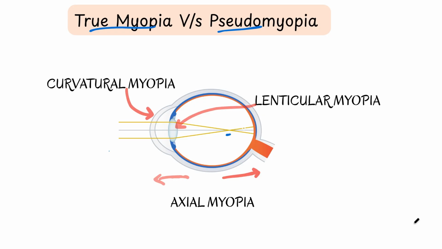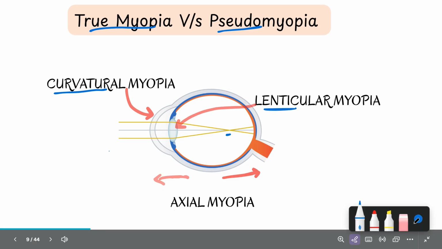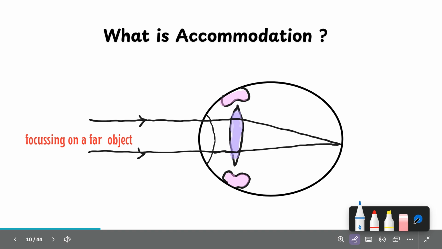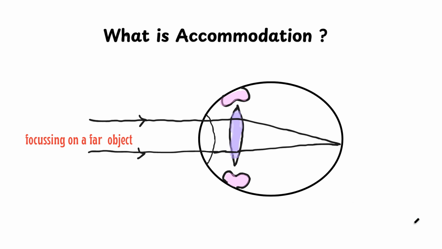That is true myopia, and this happens either because of the increased curvature of the cornea, which is known as curvatural myopia, or because of the increased curvature of the lens, then it is known as lenticular myopia, or because of the increased axial length of the eyeball, and then it is known as axial myopia. However, when we are talking about pseudomyopia, we are talking about the myopia which is occurring because of some problem in accommodation. Okay, so let us try to understand what exactly is accommodation.